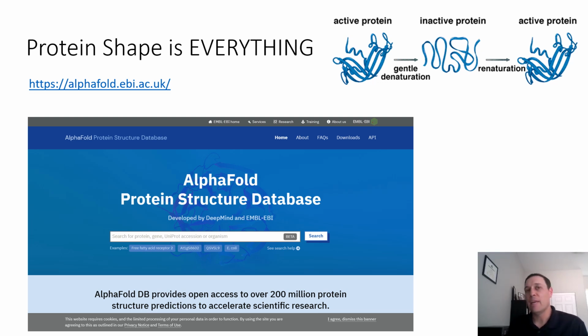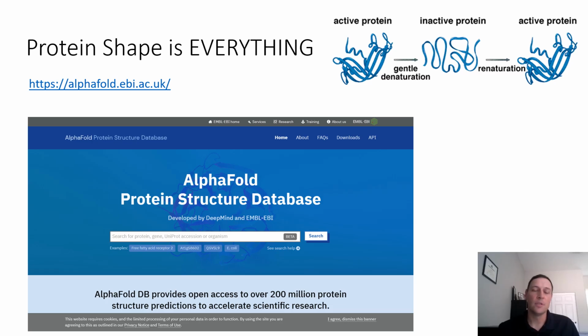Okay, but importantly, if we put that denatured protein back into standard conditions, or the conditions that it was originally in, what we will often see is that it will be able to refold back into its original shape. And if it is able to do that, we will see that it will have function again. So we have a really clean way to demonstrate that protein shape really is everything.